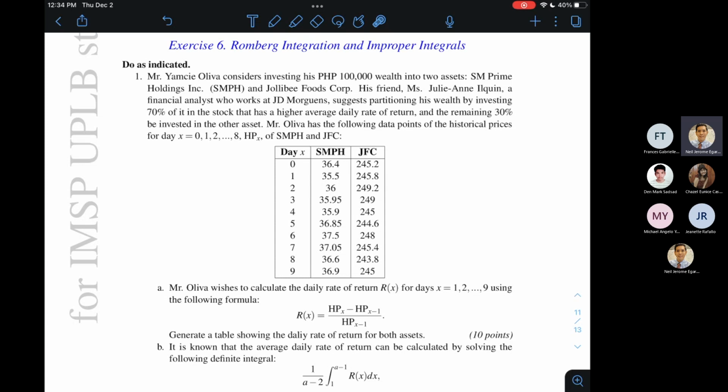So I think that's it. Then just wait for the guidelines for the project next week. Ibibigay ko na siya para mapaghanda nyo na. Anyway, the final outputs will be due during the finals week.